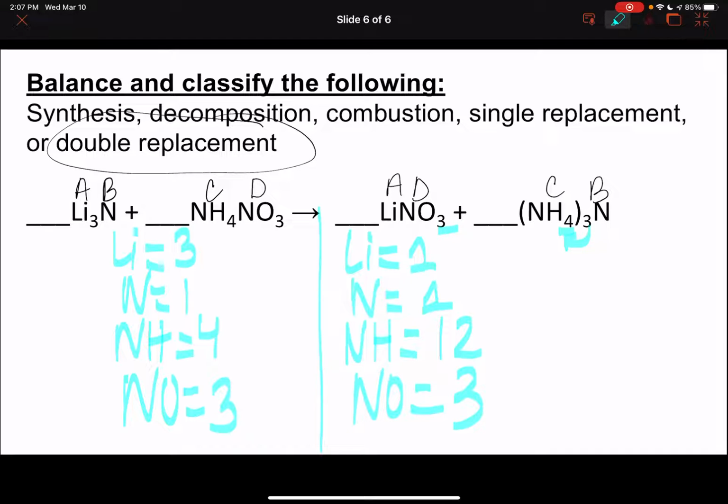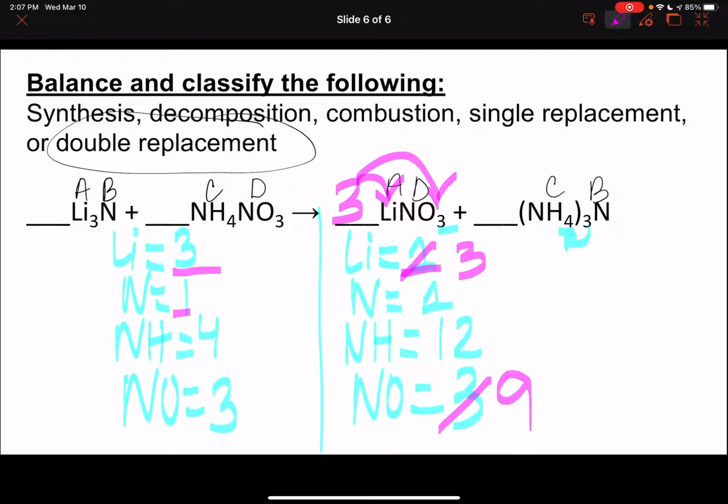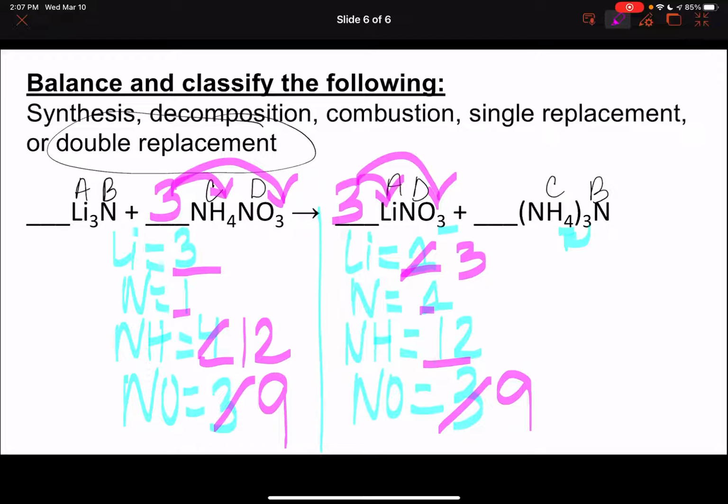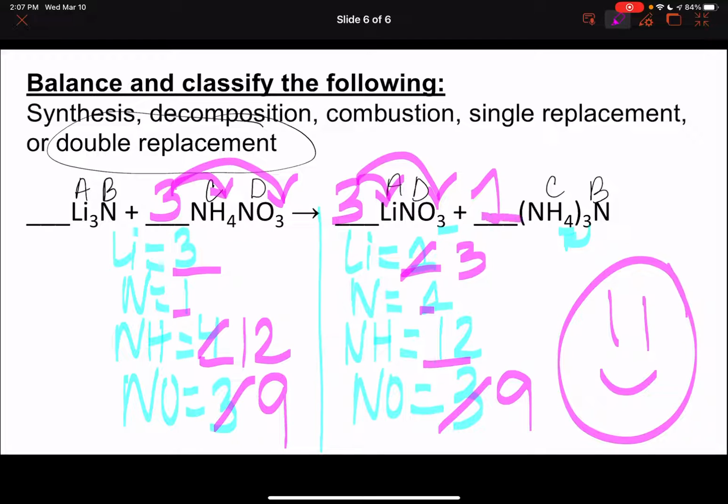So let's start at the top. How do I make a 3 and a 1? I'm going to put a 3 here. So that not only changes lithium to 3, changes NO3 to 9. Okay, then we have a 1 and 1, that's cool. Then we have a 4 and a 12. So how do we make a 4 look like a 12? We multiply it by 3. So 3 times 4 gives me 12, and then 3 times 3 gives me 9. And look at that. We're all balanced. We're going to put coefficient 1 and coefficient 1 for this double replacement.